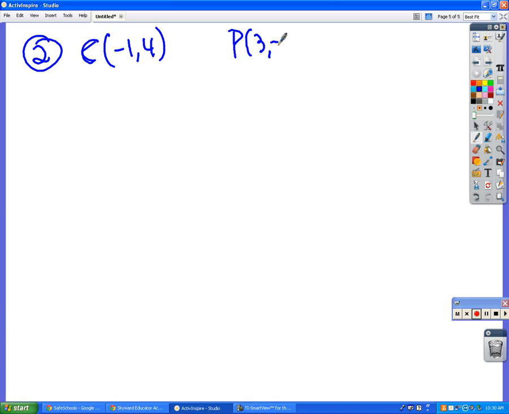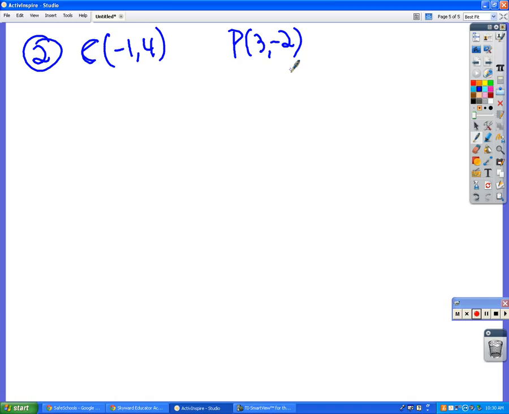Find an equation for the circle that has a center at (-1, 4) and goes through the point (3, -2). Okay? So what we need to do with this is use the center and the point they give us to figure out what the radius of the circle is.